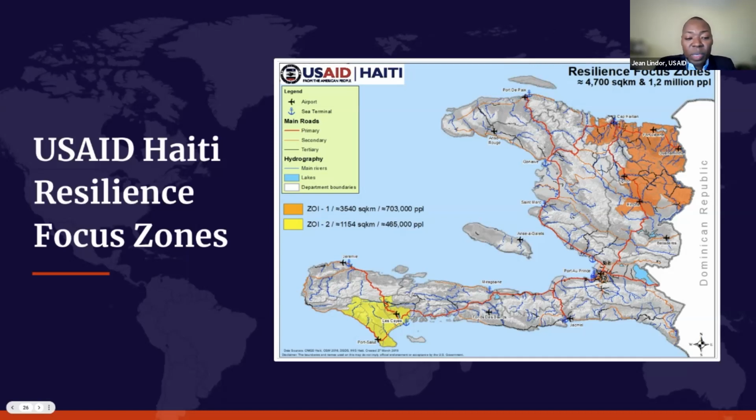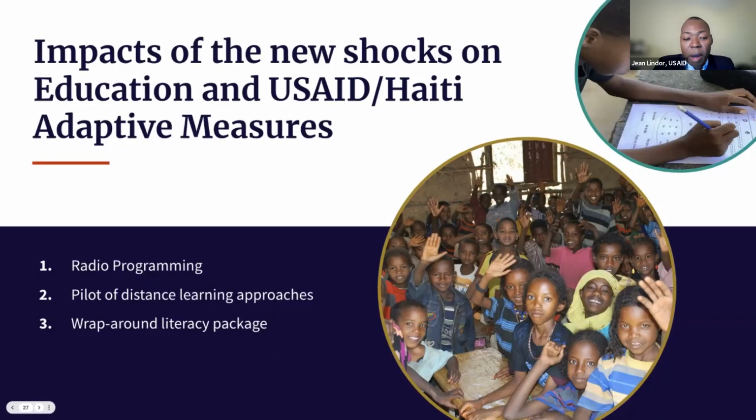Now that we've seen how the resilience focus zones were established in Haiti, let's now move forward and talk about how the new shocks impact the education system in those zones, as well as a few adaptive measures. As you may know, Haiti faces recurring shocks and stresses, including natural and man-made disasters, making it challenging to achieve long-term development results. The ability of vulnerable populations to bounce back from shocks and stresses has been eroded over the last 20 years. Political events and market disruption linked to gang violence in Port-au-Prince have negatively impacted Haiti's productive capacity, including in the two resilience focus zones.